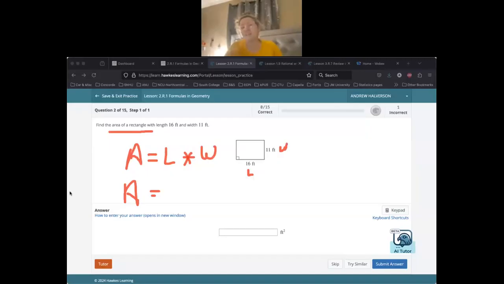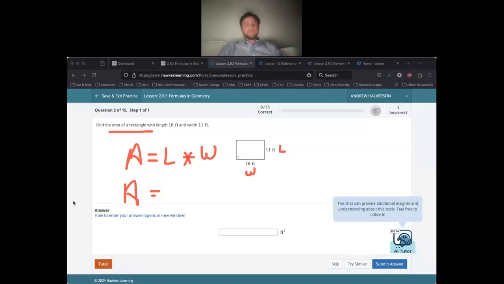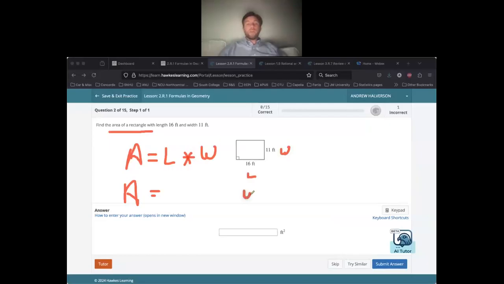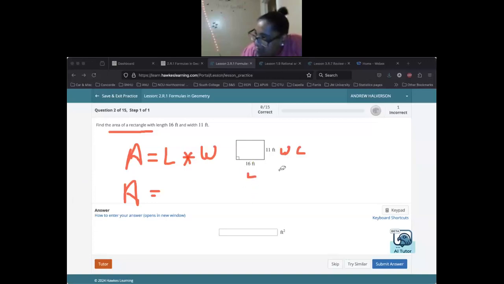Does it really matter, honestly? Let me poll the class. What do you think? Does it matter? Could this be my width and this be my length? Generally speaking, we like our width to be the smaller number and our length to be the bigger number, or it doesn't matter, is what I'm saying. At the end of the day, it doesn't matter what you call your length or your width. You can call this your length and this your width, or the other way around. You're going to get the same thing.